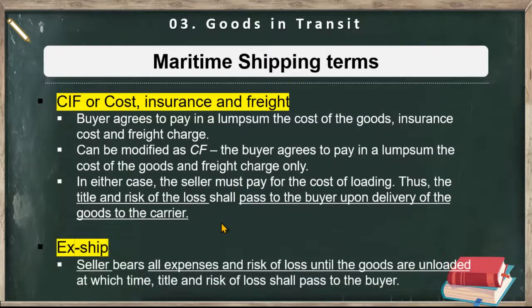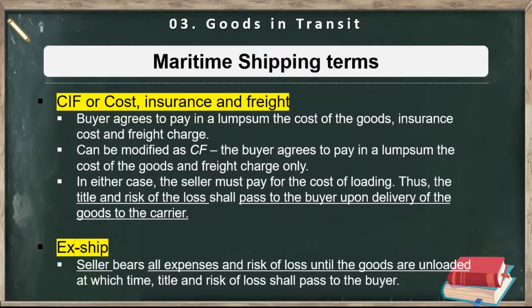Then we have the X-ship. So, a seller who delivers the goods X-ship bears all expenses and risk of loss until the goods are unloaded, at which time the title and risk of loss shall pass to the buyer. So remember, mabalihin lang ang ownership to the buyer kung ma-unload ang goods. Unsa man ang ma-unload? So madiskarga na sa carrier. So meaning niabot na siya sa buyer. Okay? Niabot na siya sa buyer nga destination.